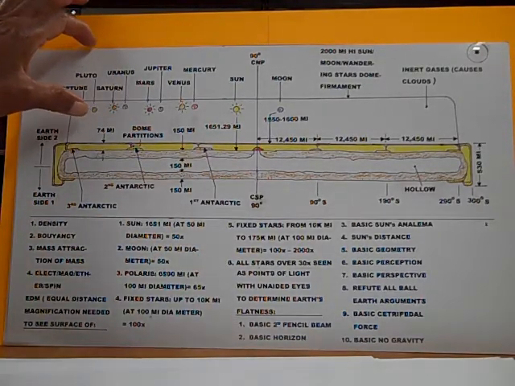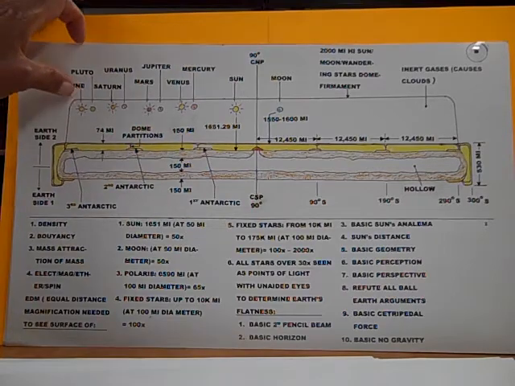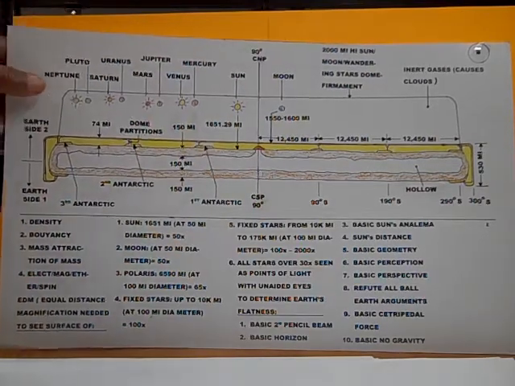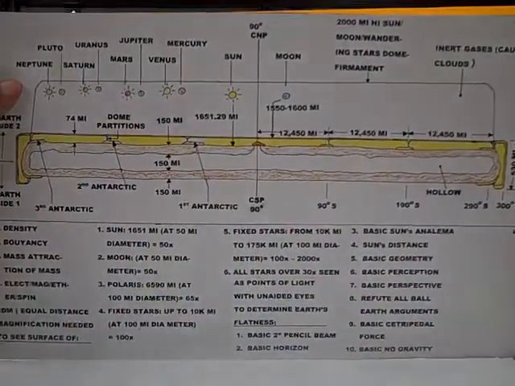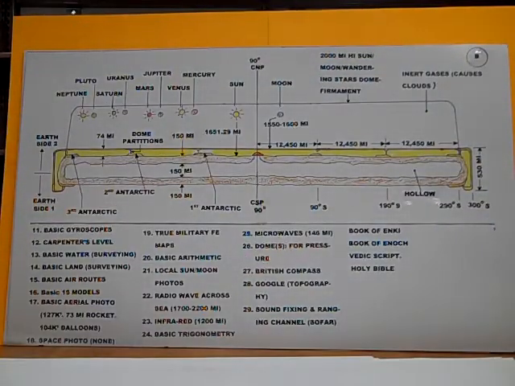Gravity does not exist. The Earth's field force is composed of 4 different forces, 4 different things that make it what it is. Number 11, basic gyroscopes. Number 12, carpenter's level. 13, basic water surveying. Basic land, that's all lakes and seas and oceans and so forth.